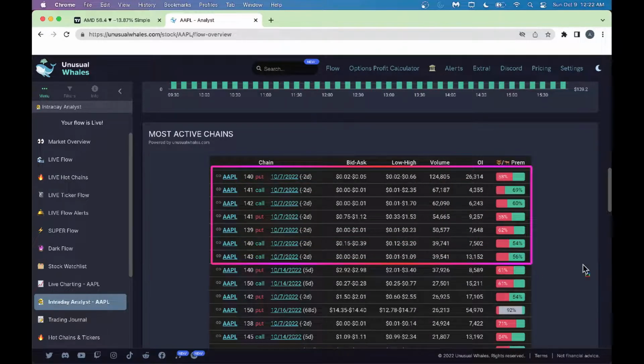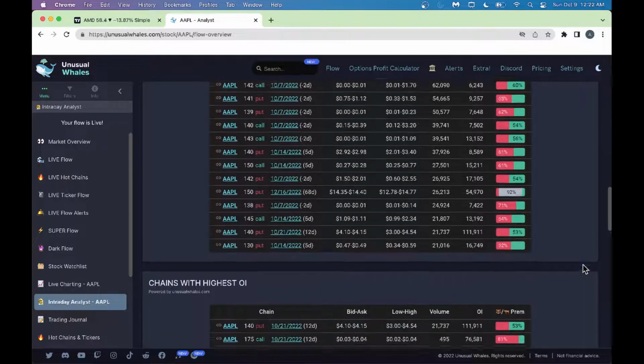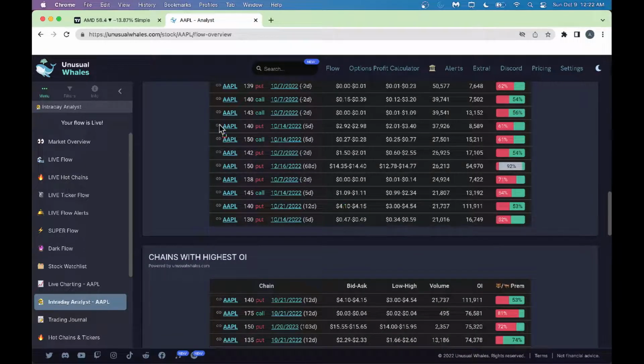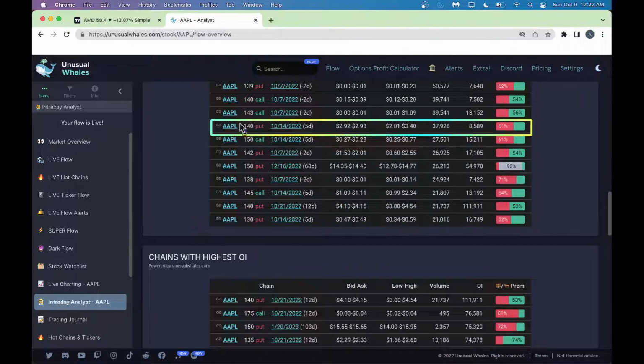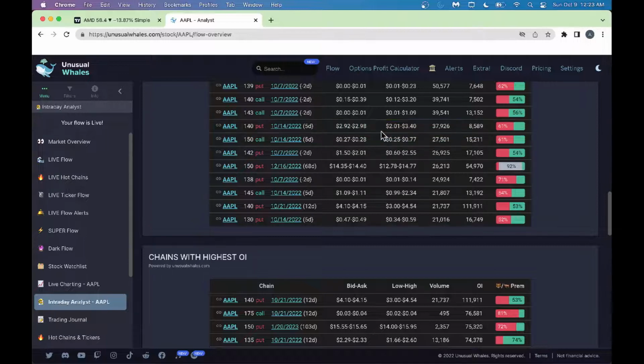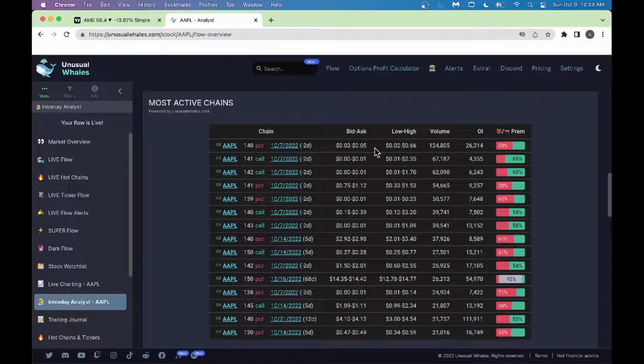Look, we got 10.14, as you can see right over here. And that's a hot chain here. Look, we got a 140 put, 10.14, 5 days out. And look at the nice bid ask range here, not too much. So you got low, high, bid ask, and volume. Look, 10.14 here, a nice volume and open interest. Look, this is hot because there is more volume than open interest in this scenario. You could go along with this, and you could trade this put option here.